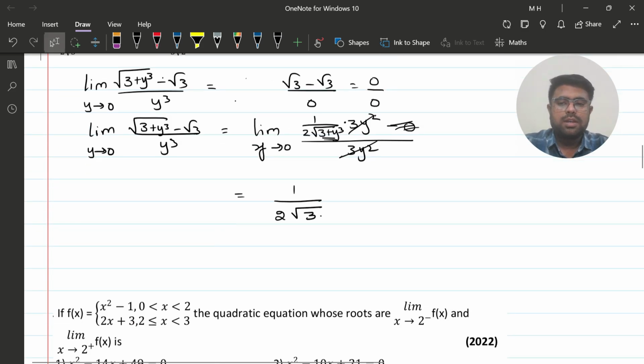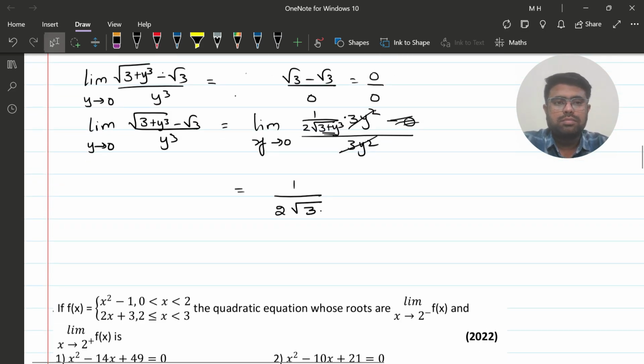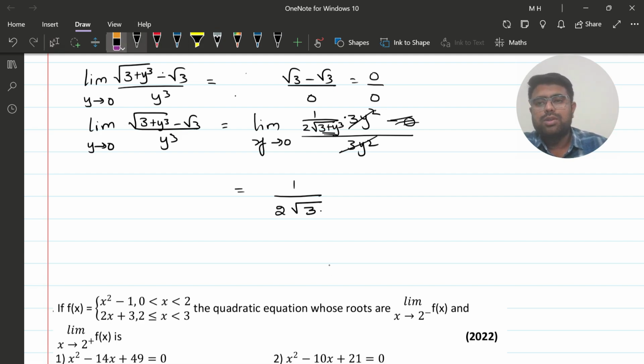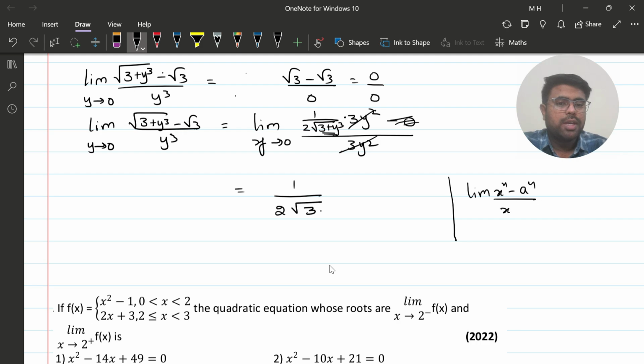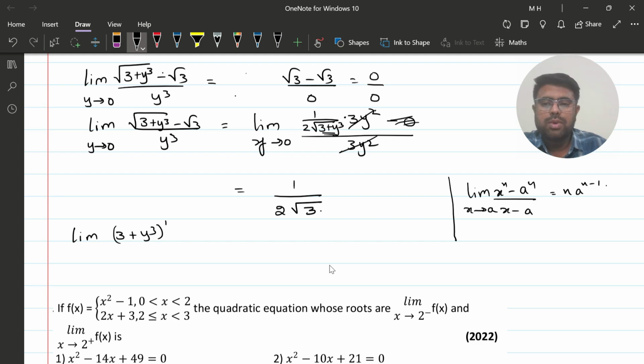If in case you are not very well versed with differentiation and you want to use a property, then also you can solve it. There is a property that says the limit of x raised to n minus a raised to n, divided by x minus a, as x tends to a is equal to n into a raised to n minus 1. So if you look at this, can I write this as the limit of (3 plus y cube) whole raised to 1 by 2 minus 3 raised to 1 by 2, divided by, I will write this y cube as 3 plus y cube minus 3.